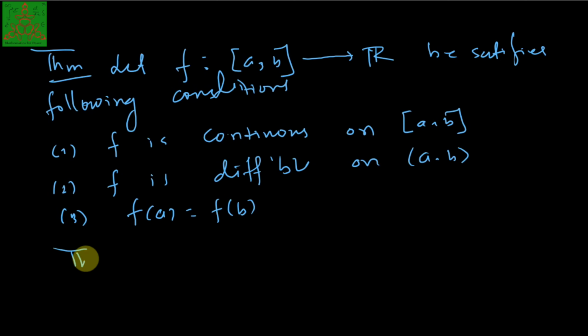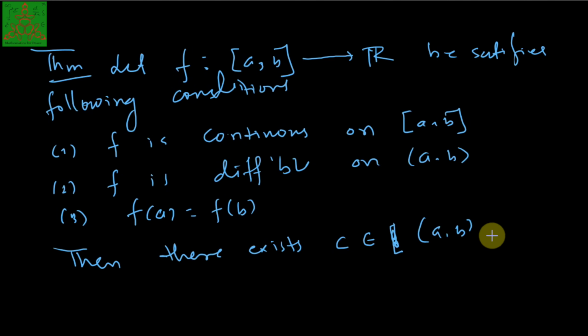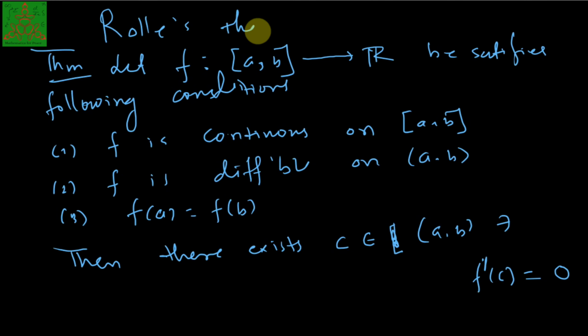Then there exists, so maybe this point c, at least one point in the open interval (a, b) such that f'(c) = 0. The f dash represents the derivative of the function. And this theorem is known as Rolle's theorem, or in full I can say Rolle's mean value theorem.